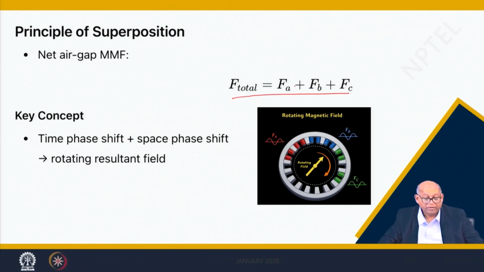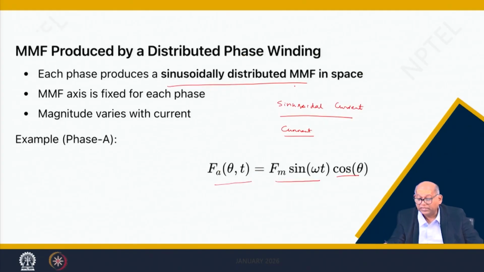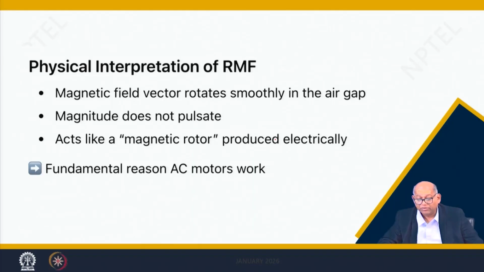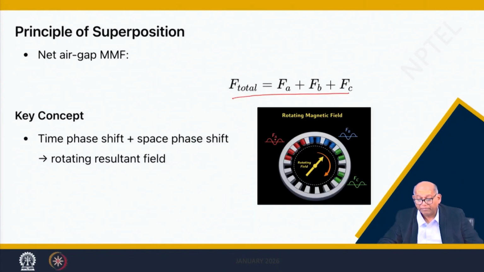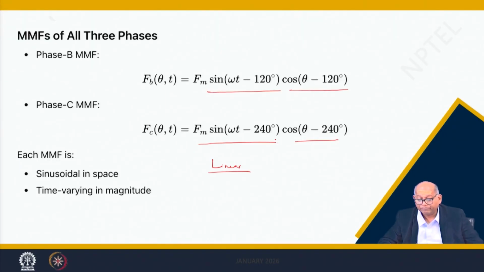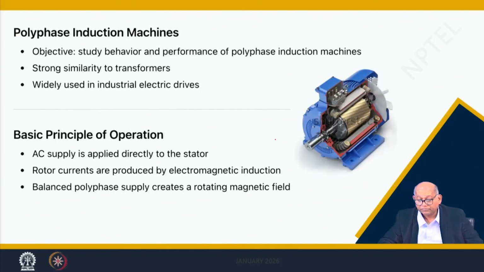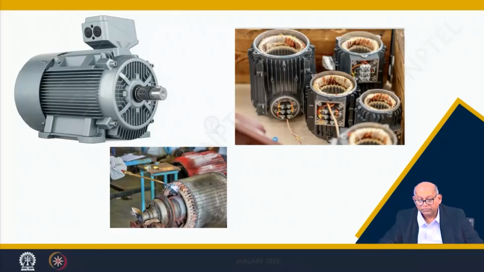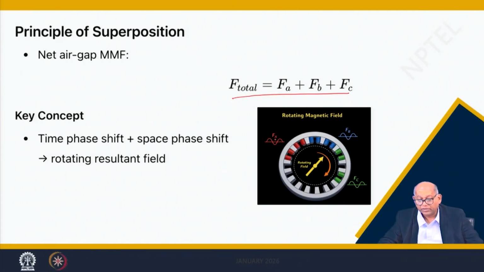We will see the video. So you add them, FA, FB, FC, that means you add this one with this one and this one. What will happen? You will find that it becomes very nice, we will see how, we will derive. So if you add them, what will happen? So let us add them.